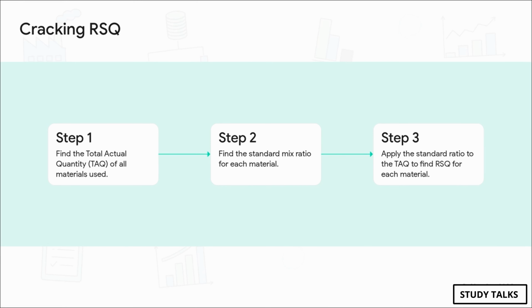Step 1, find your total actual quantity. Just add it all up. Step 2, figure out the standard recipe or ratio. And step 3, apply that standard ratio to your total actual quantity. That's it. That gives you the RSQ for every material.